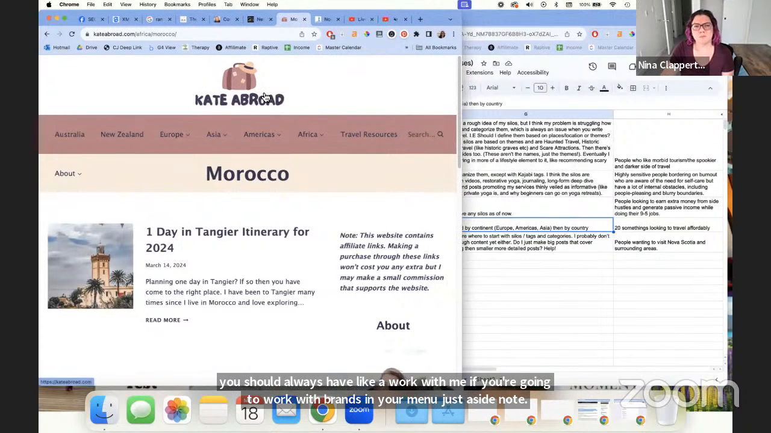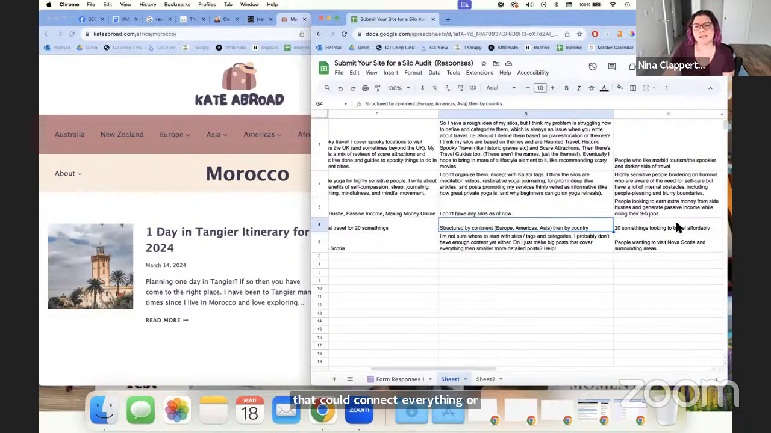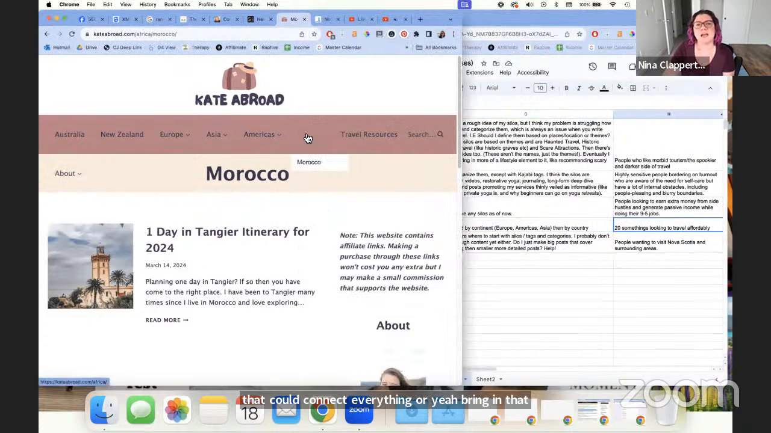Yeah, so I think these silos of destinations work. They need more content for sure. But we need something that brings it together, and I don't see that right now. So I would recommend figuring out either a post or two that could connect everything, or bring in that idea of people traveling affordably and affordable travel tips, and then have that where people can go and find all of that information really easily. I also just at a glance think we need more content in each of these things.